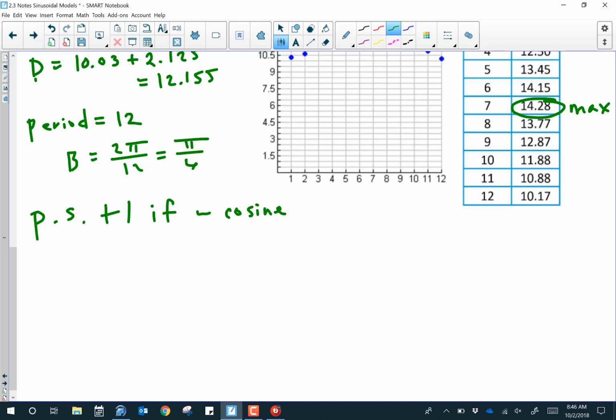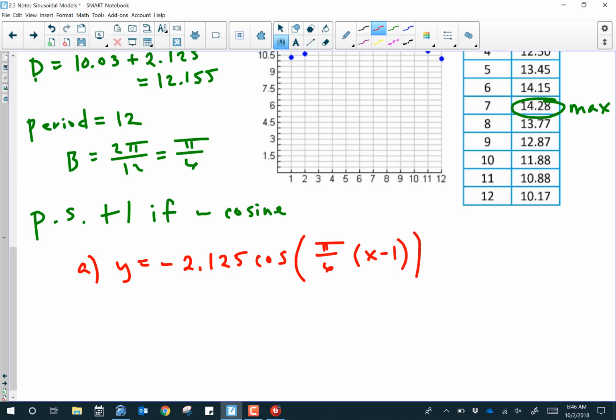Okay, so let's put all of that together. And when you use negative cosine, that just means putting a negative in front of the first thing. Put a negative in front of the first thing, it means we're starting at a minimum value. Correct. So negative of our amplitude using cosine of pi over 6 times x minus 1 plus 12.155. Good? Okay.